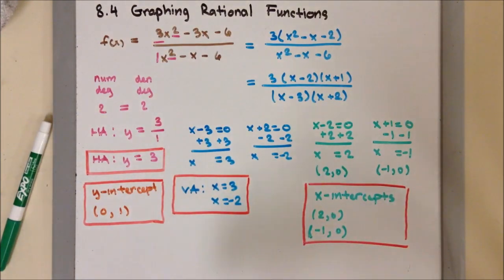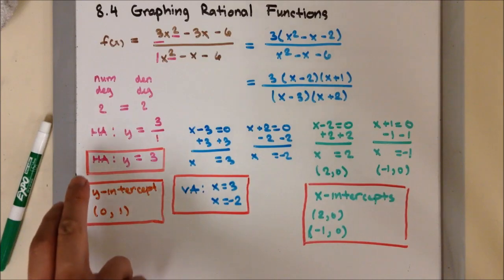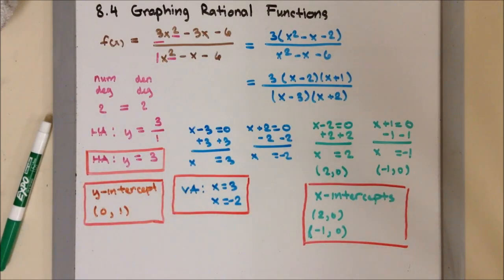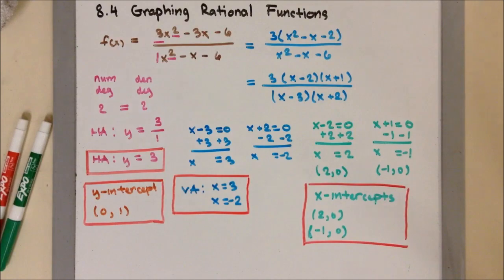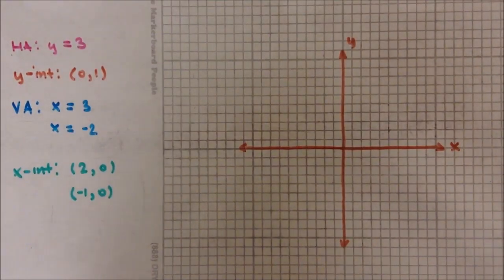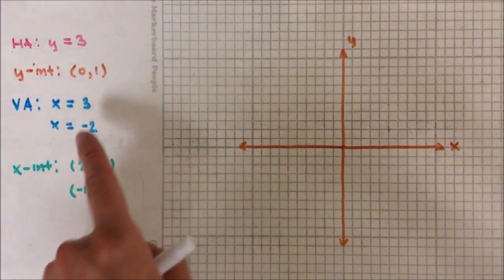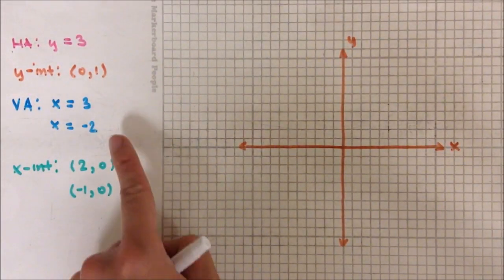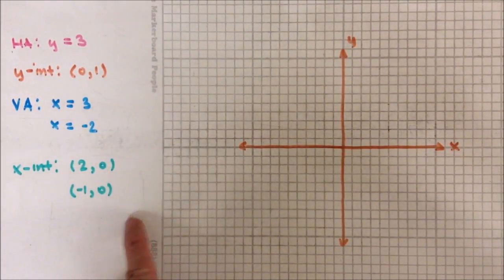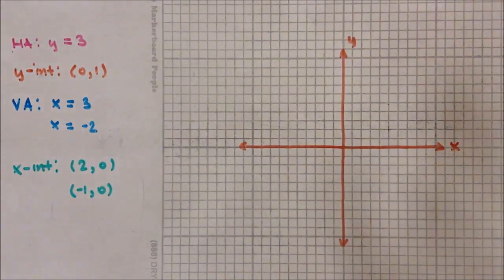Alright, the next part is that we're going to use the horizontal asymptote, the y-intercept, the vertical asymptote, and the x-intercept. We're going to use all this information to make our graph. So here, I wrote down the horizontal asymptote, the y-intercept, the vertical asymptote, and the x-intercept. Next, we're going to plot them, and then this is what you're going to see for your graph.